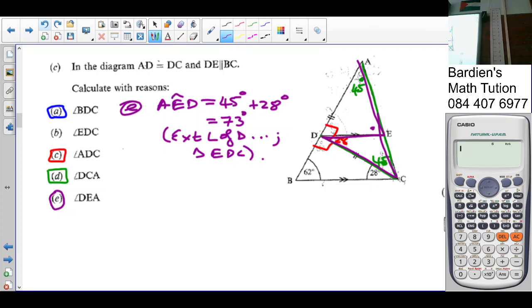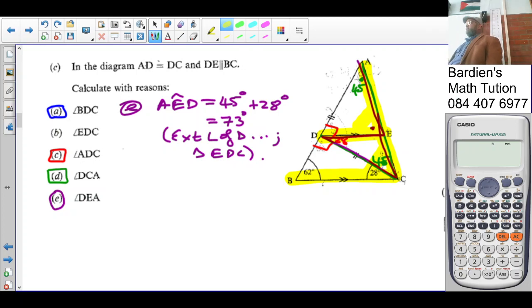Corresponding angles. Let's check. Absolutely. You see that angle is equal to that. So it will be 28 plus 45 is equal to that angle by corresponding angles, and you say which lines are parallel. Absolutely. Okay.